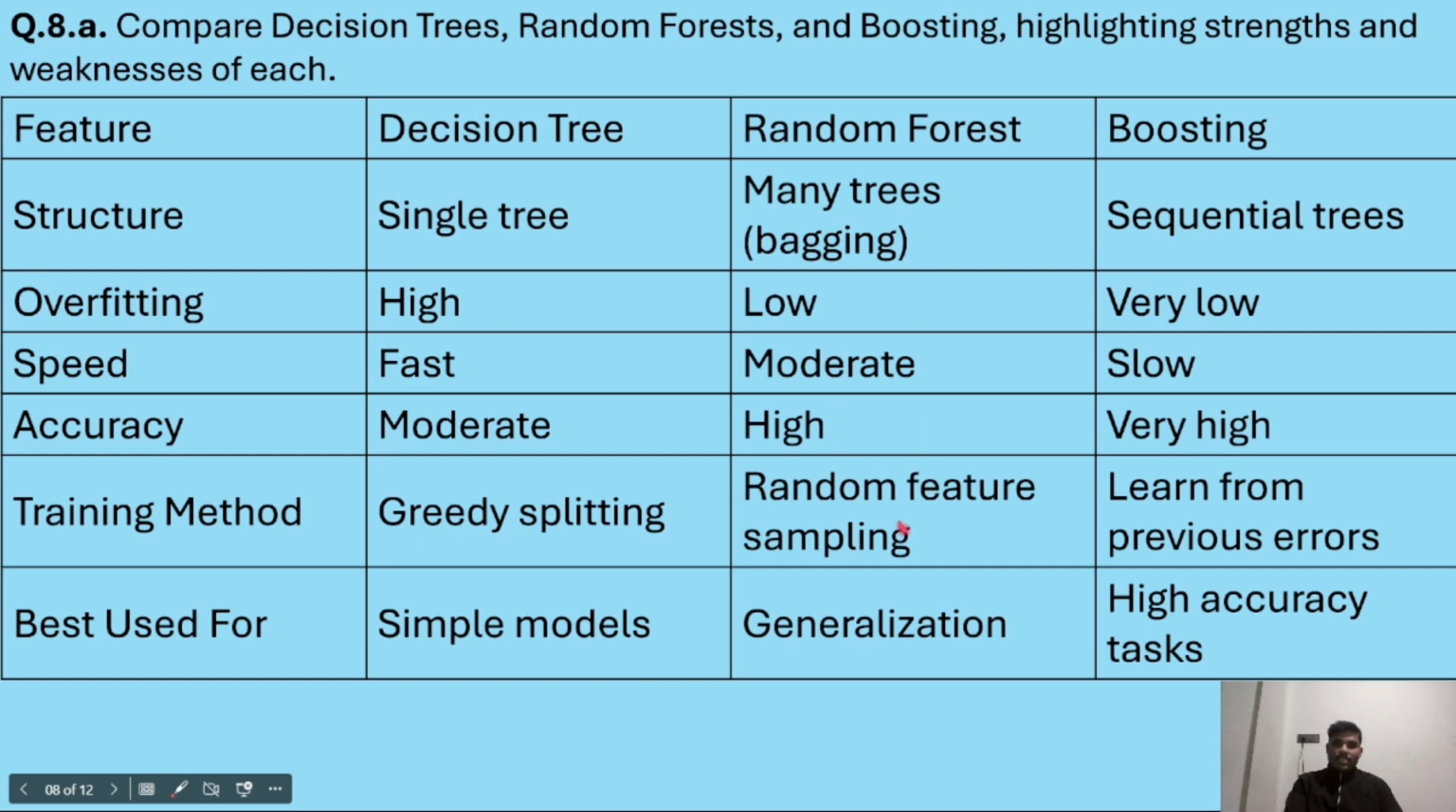Training method for random forest is random feature sampling. Training method for boosting is learning from previous errors. Decision trees are best used for simple models. Random forest is best used for generalization, and boosting is best used for high accuracy tasks.